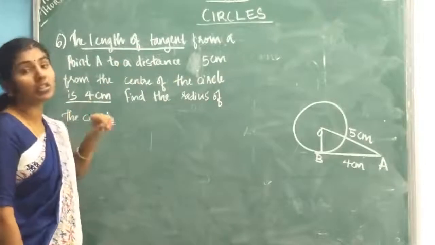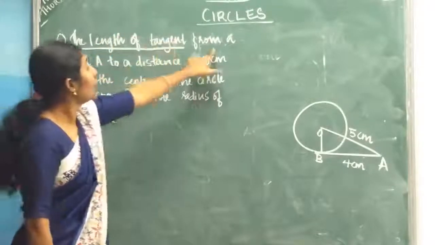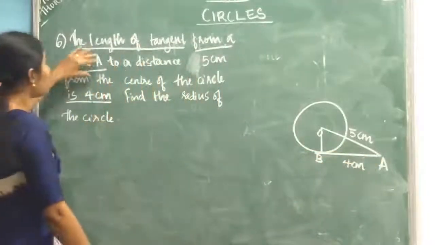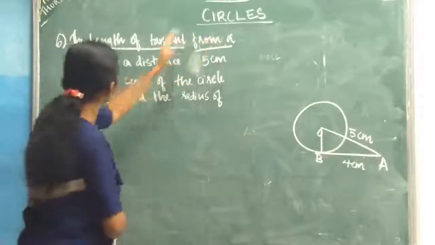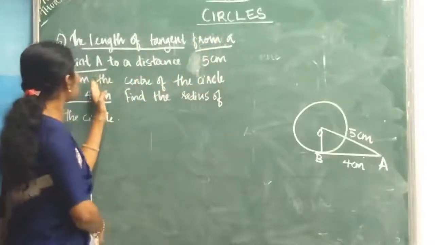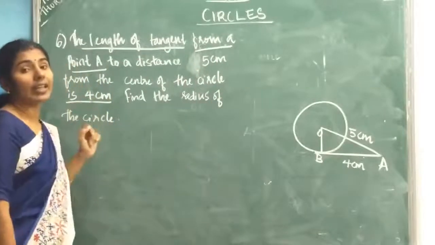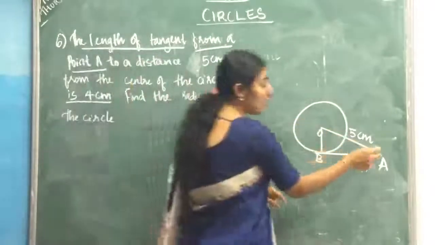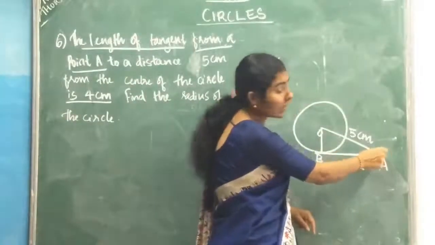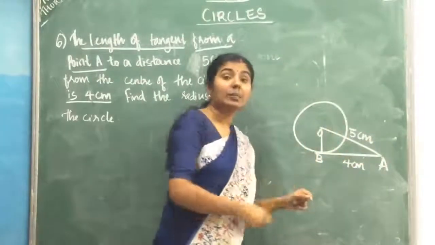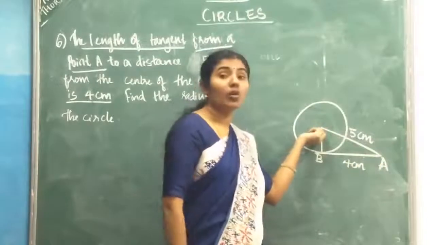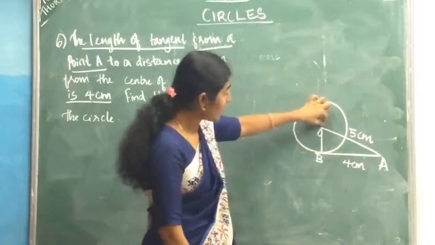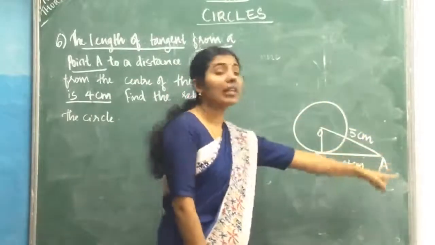Now we again continue the question. The length of tangent from a point A. From a point A, you read again, at a distance 5 centimeter from the center of the circle. That means this point A and O are at a distance of 5 centimeter. So the distance from the center to this point A they gave is 5 centimeter.